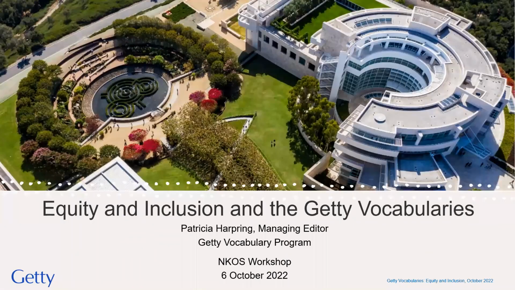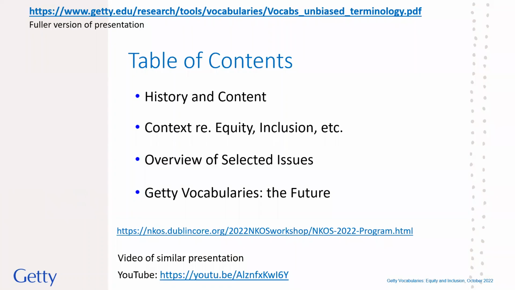There we go. This morning, I'm going to talk about equity and inclusion and the Getty vocabularies. I'll first go over the history and content of the vocabularies, and then a bit about the context in which equity and inclusion are important. And the main portion of the presentation will deal with an overview of selected issues, and I'll give you a little glimpse into some of our future projects.